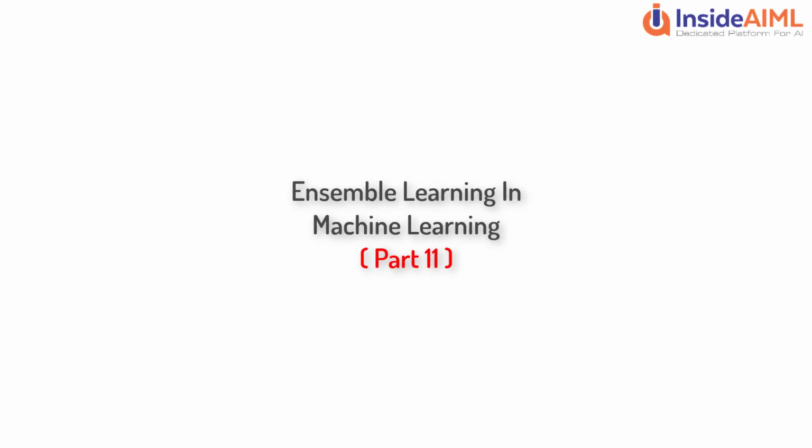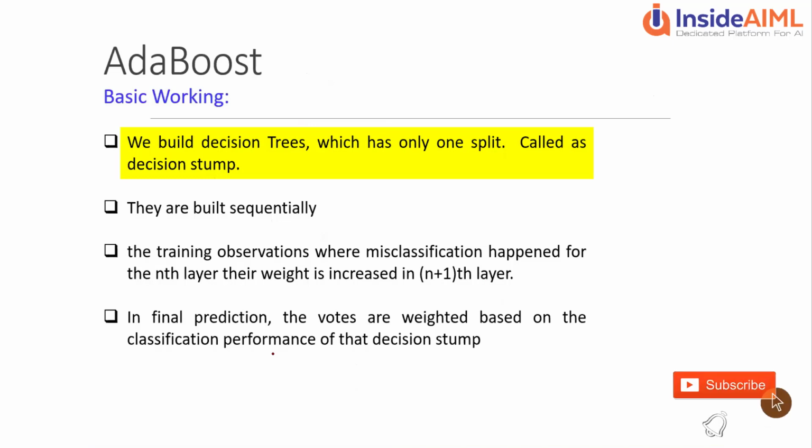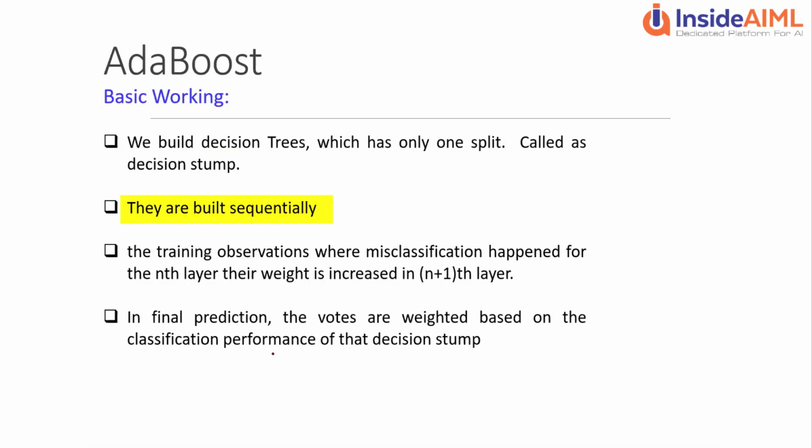So let's look at the first type of model, which is AdaBoost. In AdaBoost, we build decision trees with just one split. Such a decision tree is called a decision stump, and they are built sequentially like any boosting scheme.